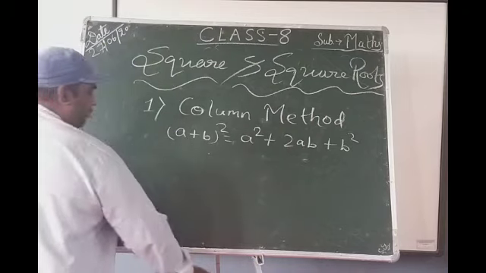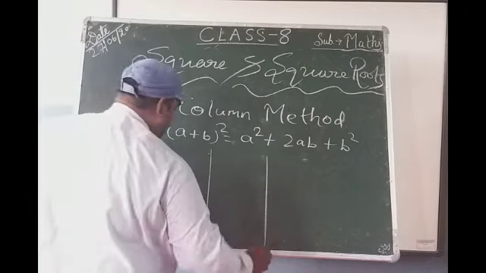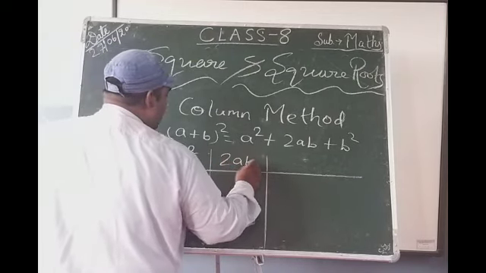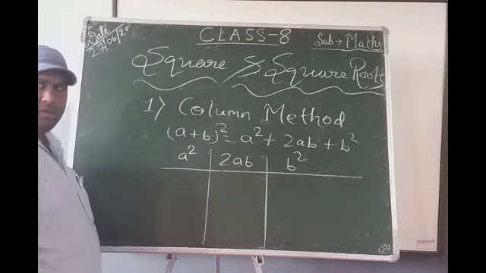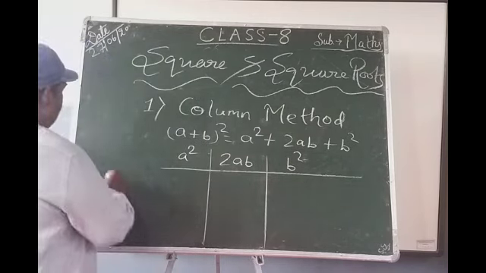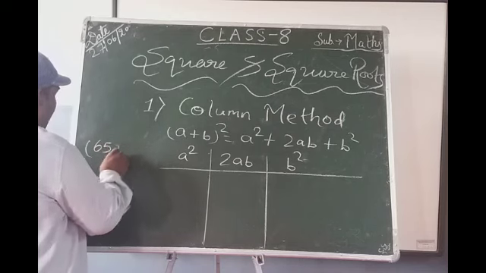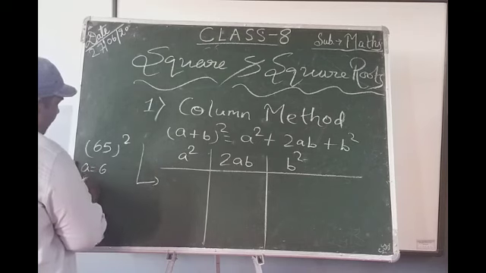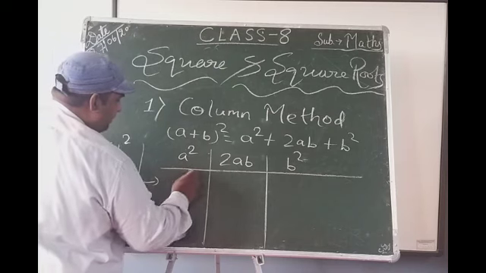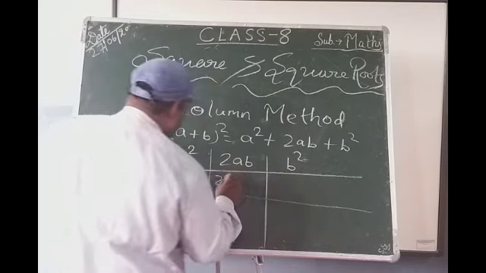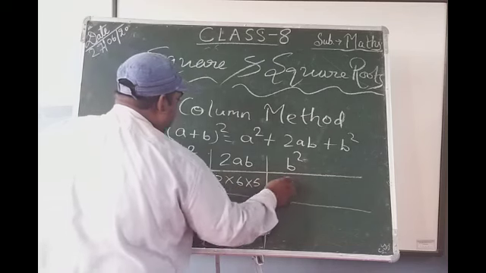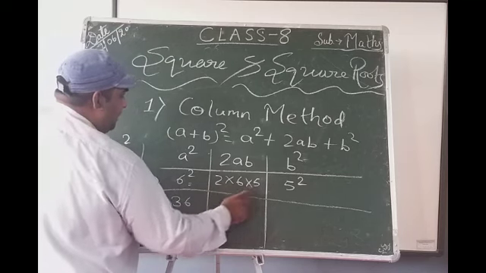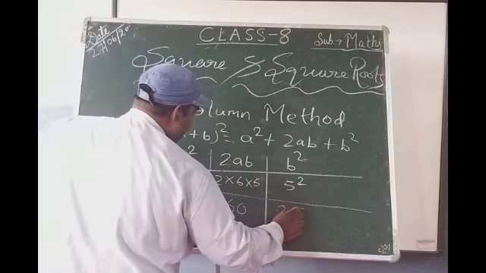First of all, in the column method, you have to make 3 columns. We will write a square, 2ab, and here b square. 2ab means 2 into a into b. Suppose we have the number 65 and we have to find its square. Here a is 6, b is 5. So here will be 6 square, here 2 into 6 into 5, and here 5 square. 6 square we get 36, here you get 60, here you get 25.